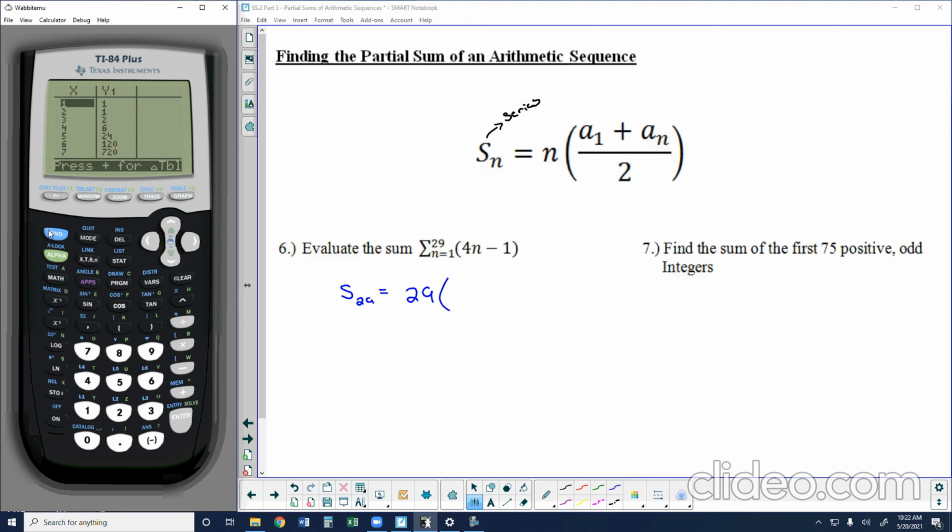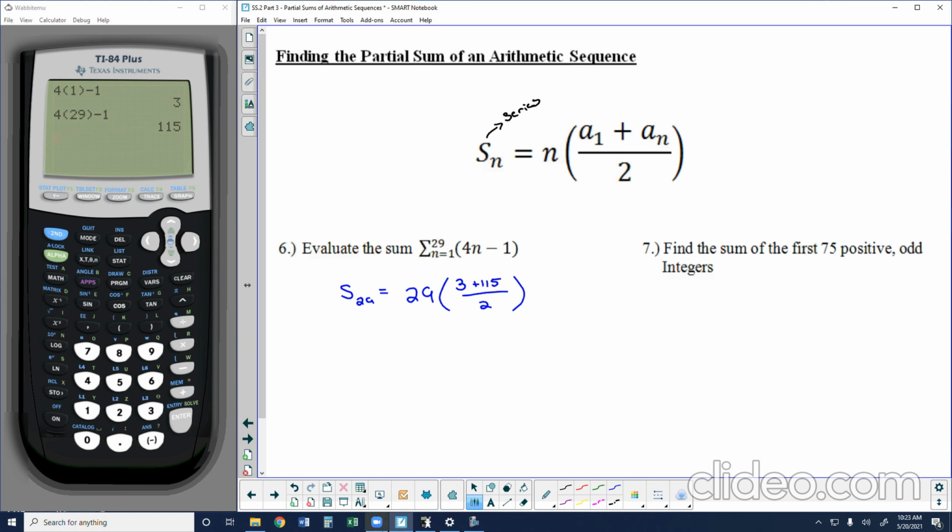So the first term, we can go to the calculator. The first term would be 4 times 1 minus 1, which most of you can probably do mentally, but just to give you that example, the first term would be 3. So we're actually finding the value of that term. Then the a sub nth term would be the 29th term. We can find that value by substituting in 29 into the explicit equation given to us, and this would be 115.